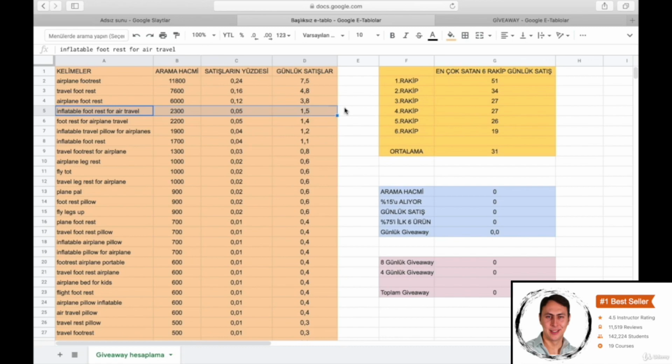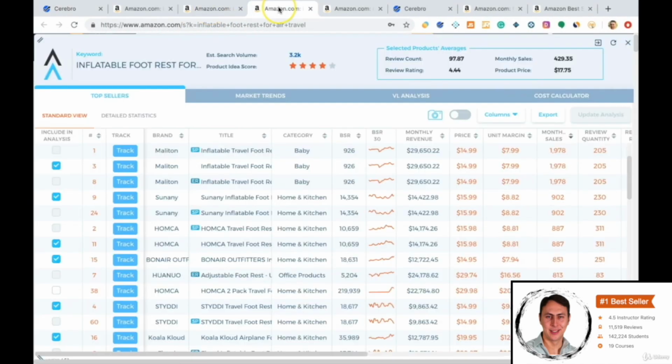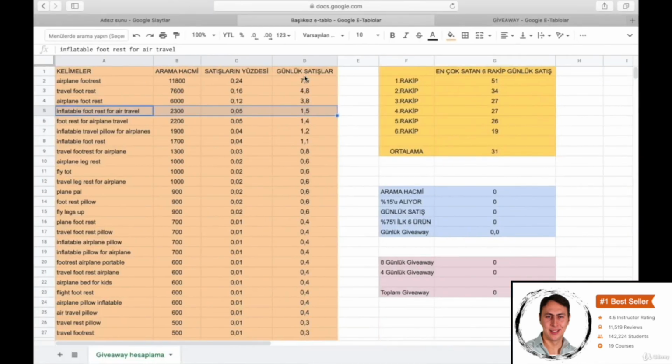Let's look right away. Now let's look at the Viral Launch program. When we look at Viral Launch, the search volume is 3,200. Helium showed this as 2,300. So there is an average search volume of 2,700. For this, let's change the value in our table to 2,700. Let's change the volume of our target keyword and show it in a different color.